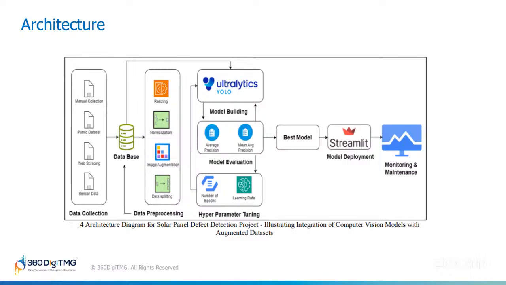Through the best model, we deployed it in a Streamlit application for monitoring and maintenance for the end user. After selecting the best model, we deployed it in Streamlit, that is the model deployment. And after that, we have given the UI for our end users for monitoring and maintenance. Okay, this was the architecture we worked on.